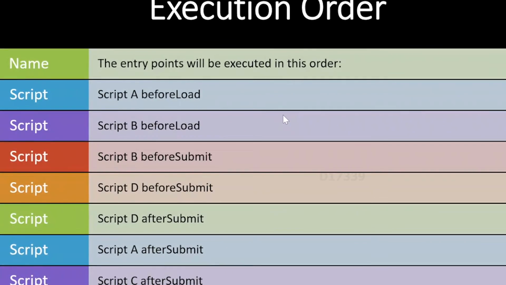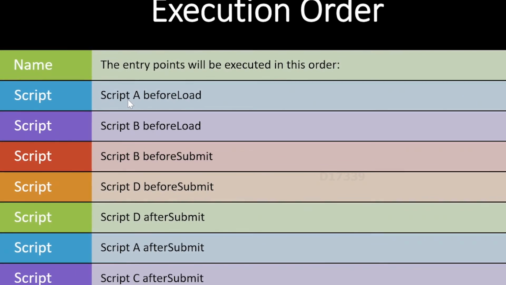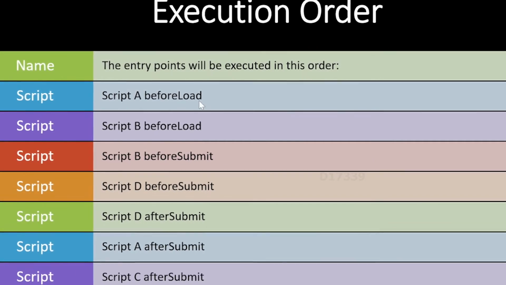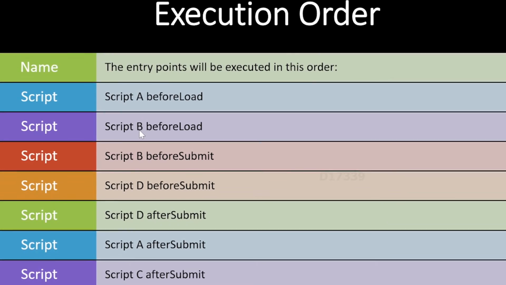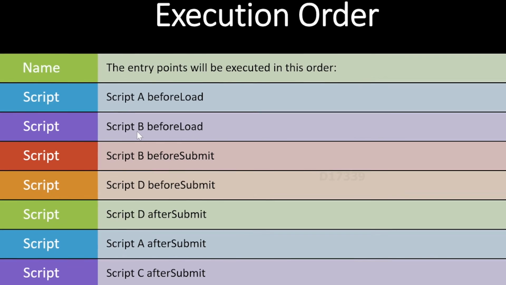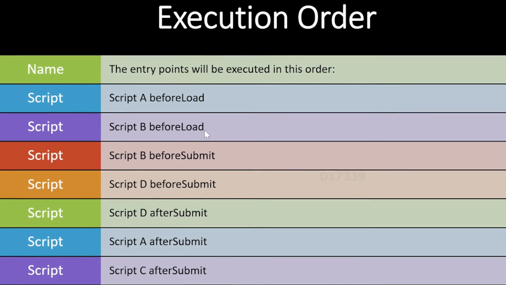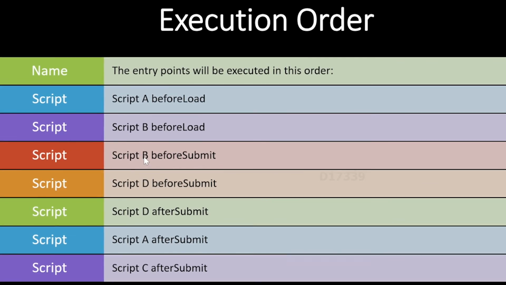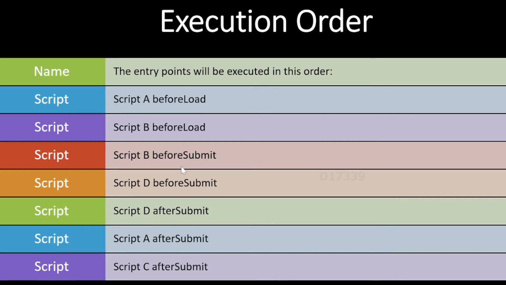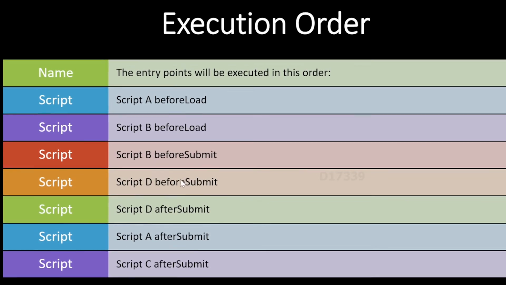So the order of execution for those scripts A, B, C, D will be like this. You can see script A will get triggered first with a before load entry point. On the same side, there is script B, which also has a before load entry point. So if you see, all the before load entry points of different scripts will execute first, and all the scripts which have a before submit entry point will execute second. So for example, script B and script D get executed, which have the before submit entry point.